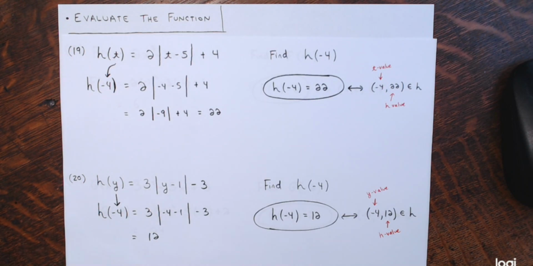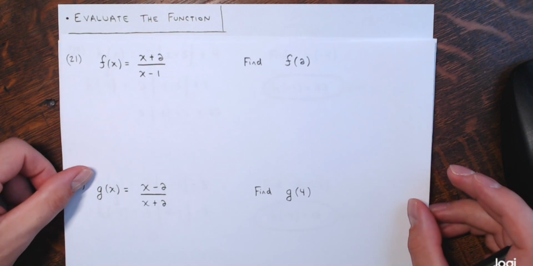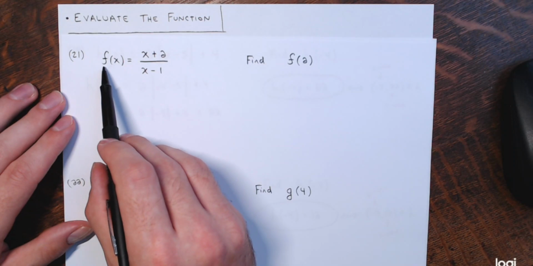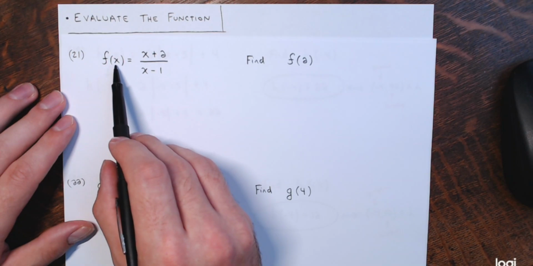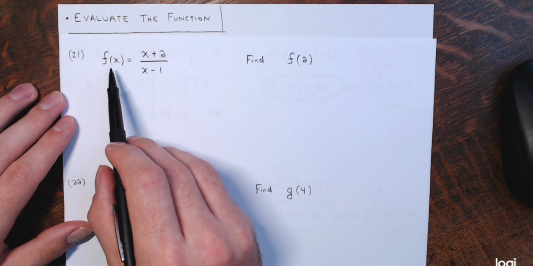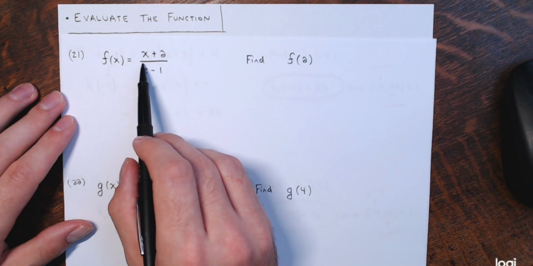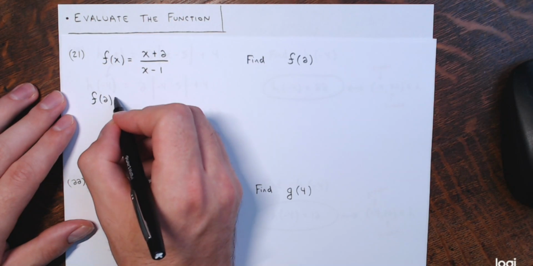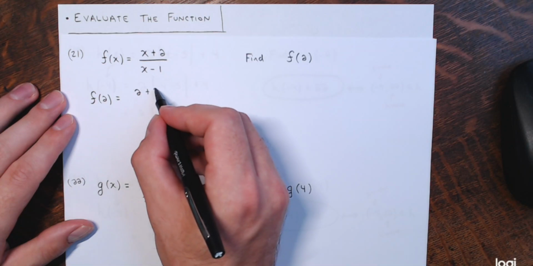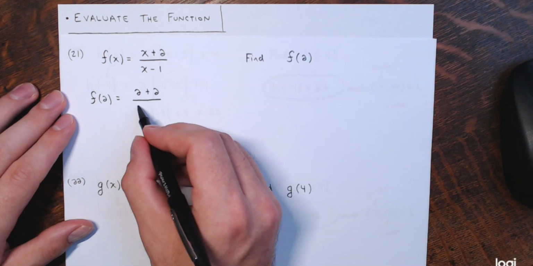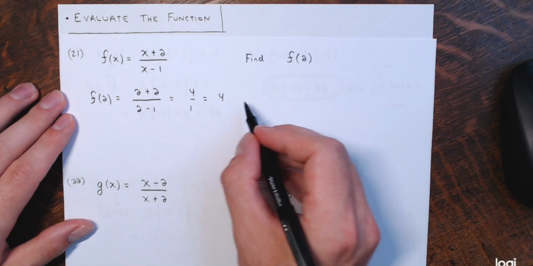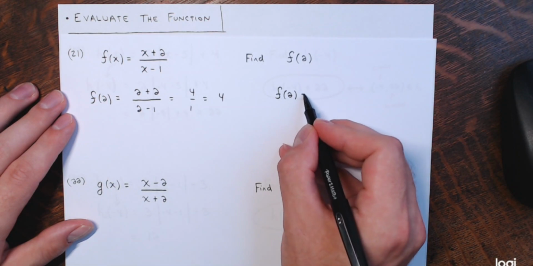Now for the last two, we have what we were used to seeing in the beginning of the video. We've got f of x, where little f is the name of the function, and we're back to having the input be called x instead of y or t. It's equal to x plus 2 divided by x minus 1. What's f of 2? So f of 2 is 2 plus 2 in the numerator divided by 2 minus 1 in the denominator. Numerator is 4, denominator is 1. 4 divided by 1 is 4. So the value of f at 2 is 4.